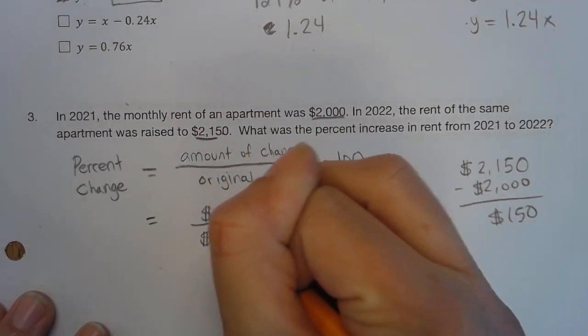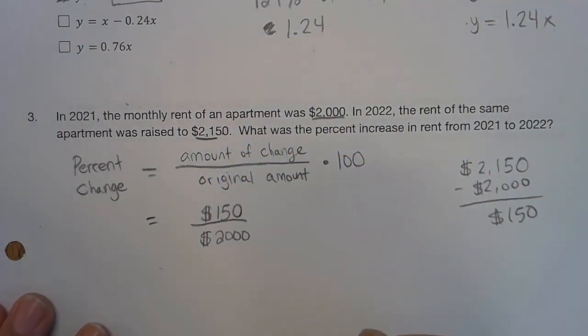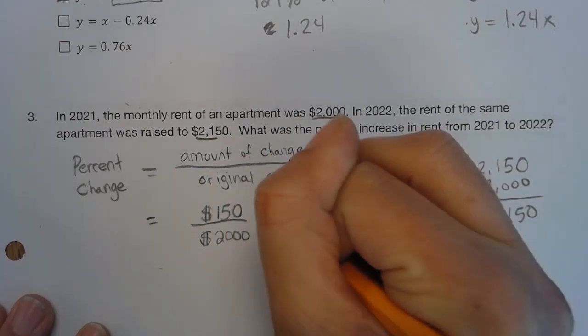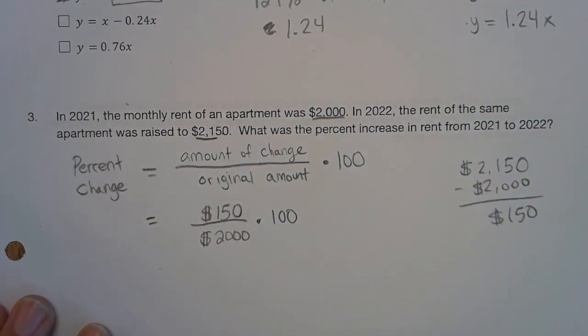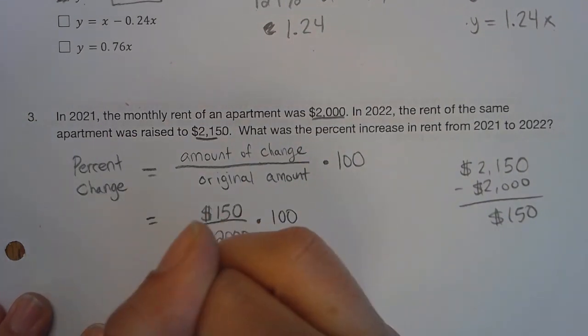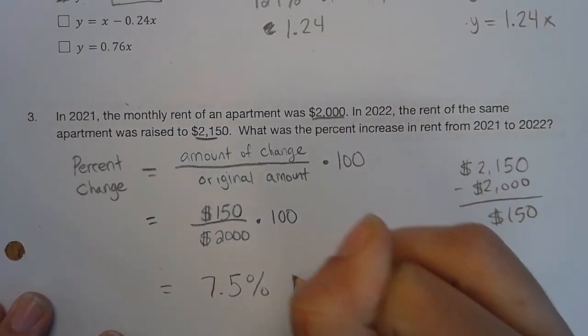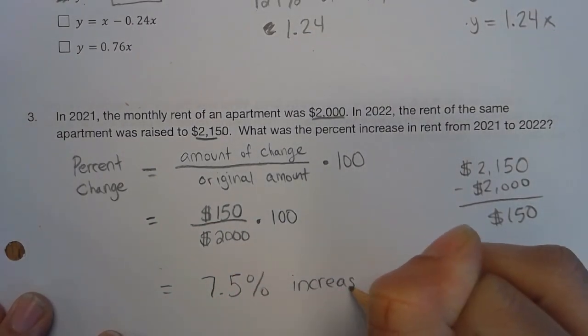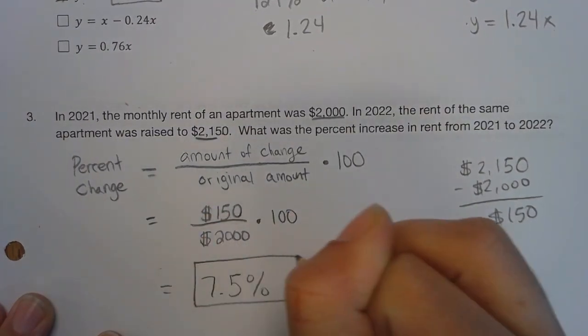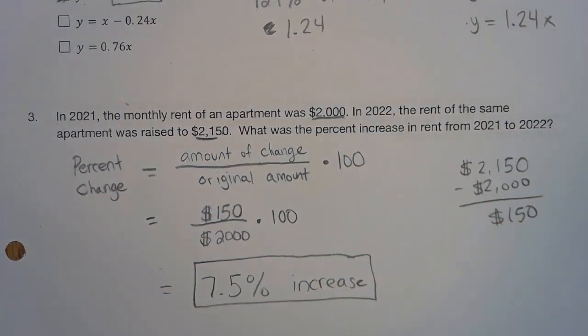So we would divide 150 by 2,000, and then we multiply by 100, and that is going to give us our answer, which is going to be 7.5%. So it's a 7.5% increase. So people are paying 7.5% more for the rent of the same apartment than from the year before.